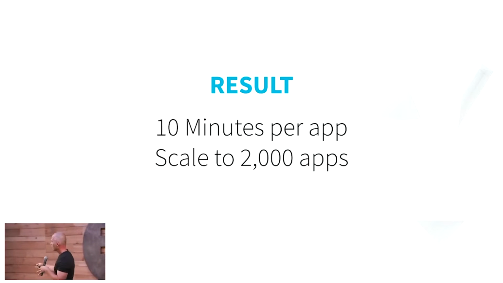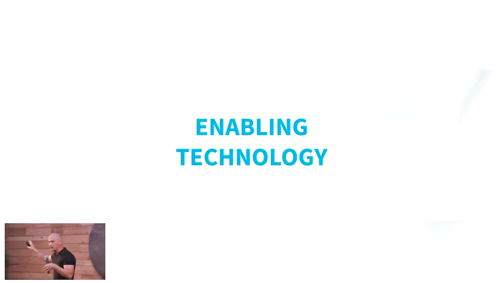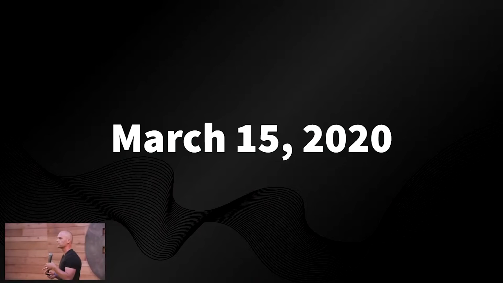So here's an example of something that I call an enabling technology. This isn't something that we sold, right? This wasn't our core business, but it helped us to be able to scale our core business, which was apps, okay? Does that make sense? Okay, so let's go on to story number 2.